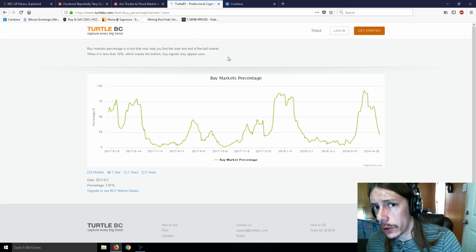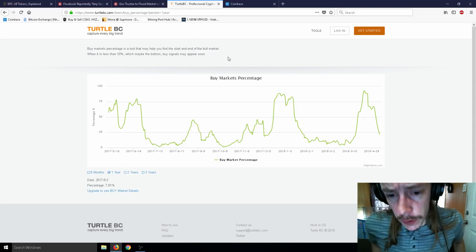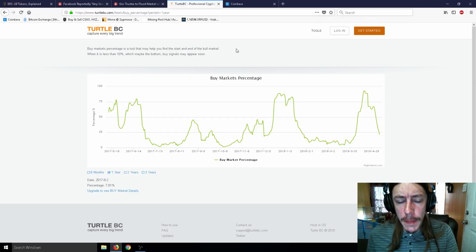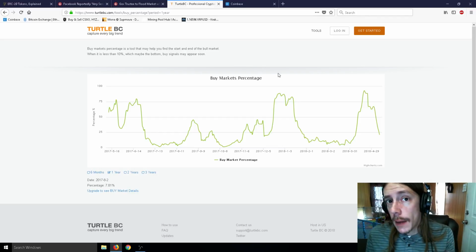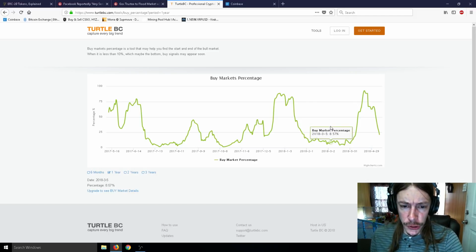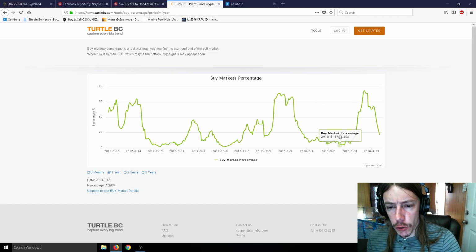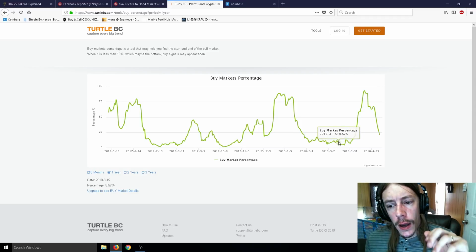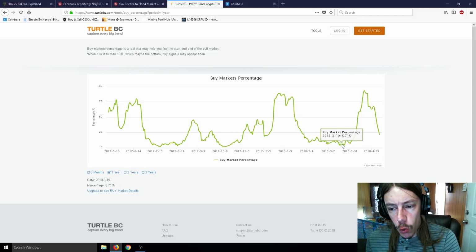But I wanted to point out a little correlation with you guys. So this is the buy markets percentage. This is not price. This has nothing to do with price, just buy market percentage. So, by looking at this real quick, if you don't realize really fast, looking at the bottom, you might think to yourself, this is where the bottom of the price of coin is going to be, right?